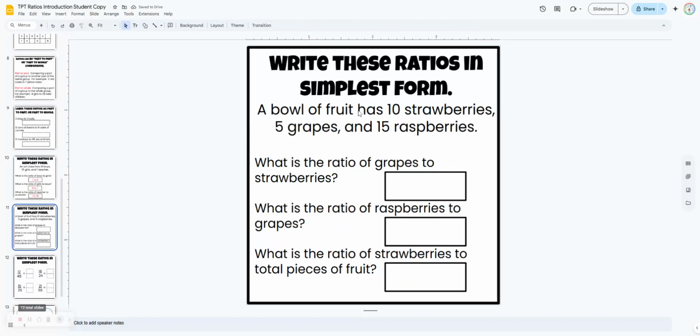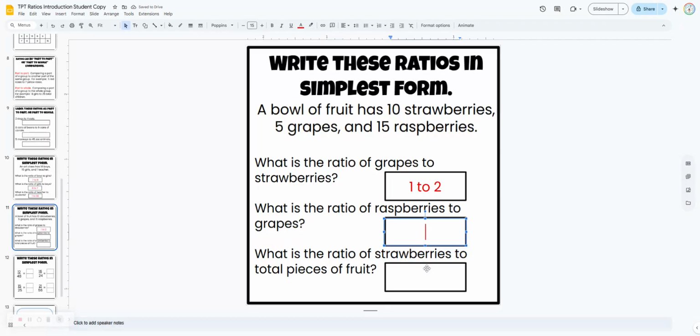On the next slide, we have a bowl of fruit with 10 strawberries, 5 grapes, and 15 raspberries. If we type the ratio of grapes to strawberries, we're going to get 5 to 10, which we can simplify to 1 to 2.